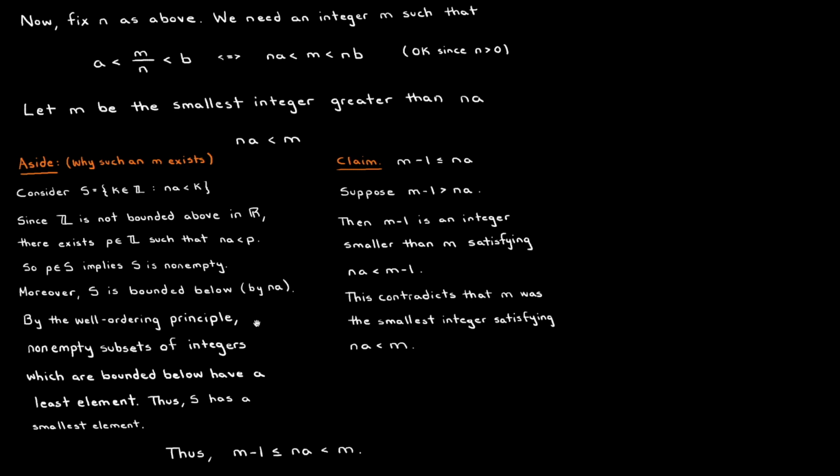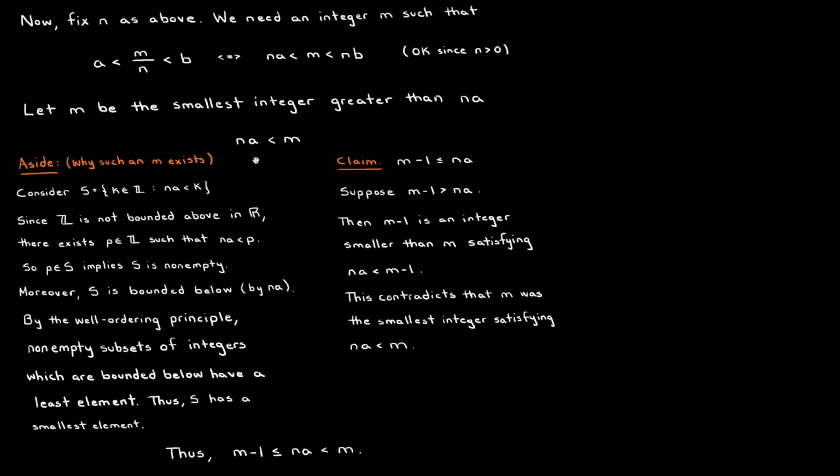Now there's something called the well-ordering principle, which says that if you have a non-empty subset of integers which is bounded below, then it has a least element, or a minimum. Therefore, this allows us to say that the set S does indeed have a smallest element. This is why there is a smallest integer larger than na, and we can call that m.